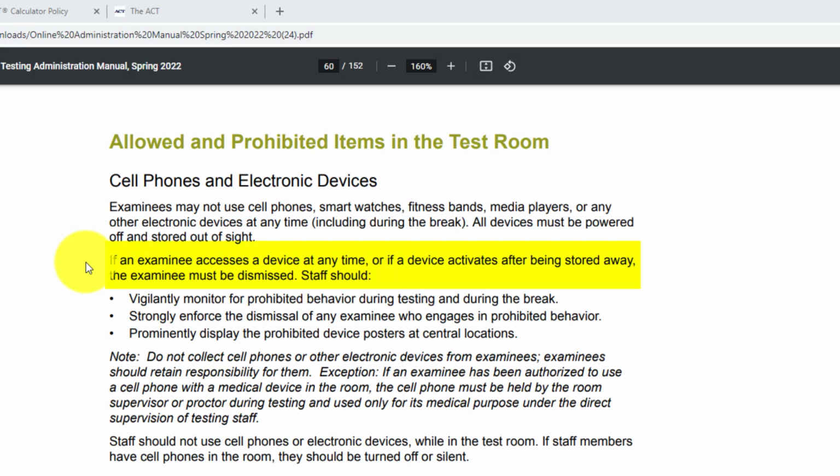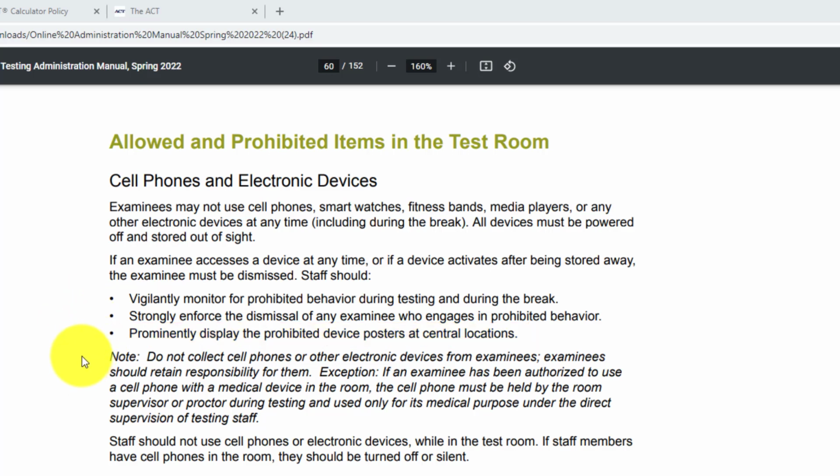If an examinee accesses a device at any time, or if a device activates after being stored away, the examinee must be dismissed. Staff should diligently monitor for prohibited behavior during testing and during the break. Strongly enforce the dismissal of any examinee who engages in prohibited behavior. Prominently display the prohibited device posters at central locations.